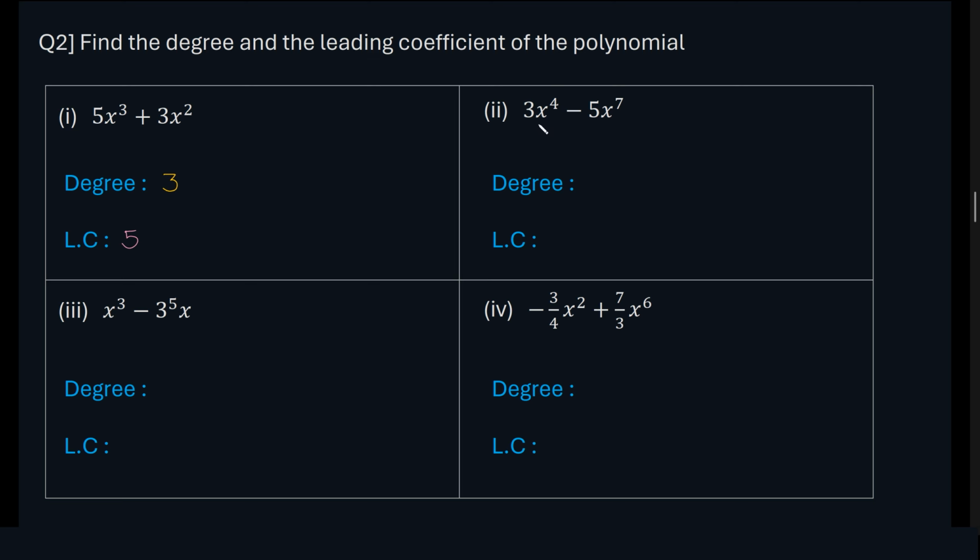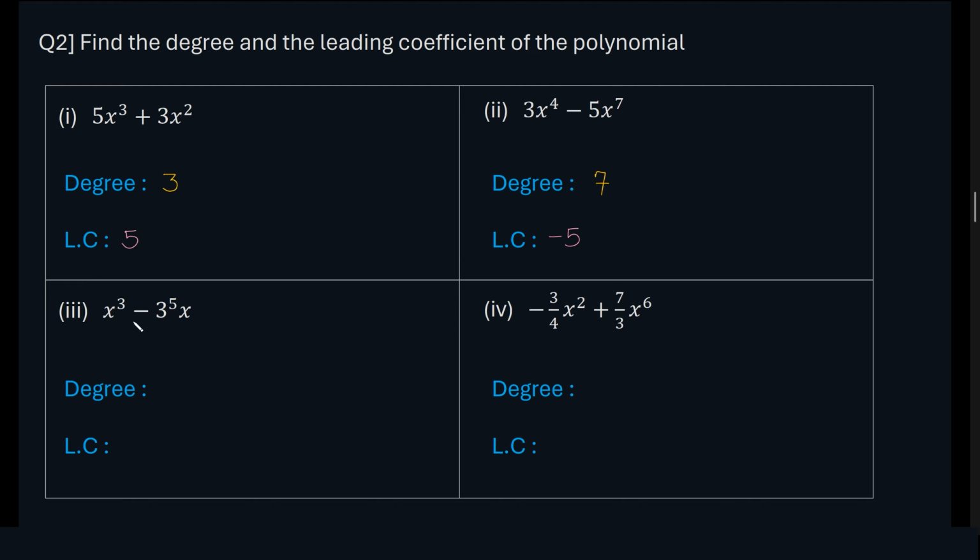Second, 3x to the power of 4 minus 5x to the power of 7. Now be careful, the polynomial is not always written in standard form. The highest power here is 7. That means the degree is 7 and the leading coefficient is negative 5.